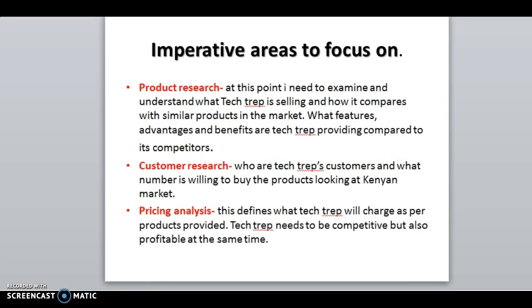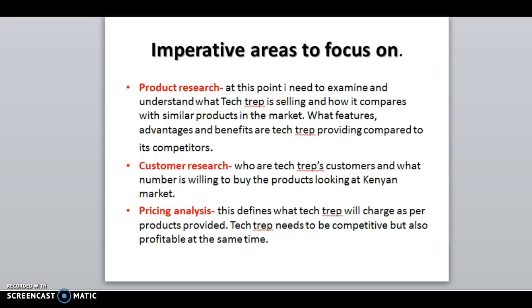There are some prime factors that I intend to focus on while analyzing the market for TechTrip. Some of these factors are product research, customer research, pricing, promotion method, distribution method, government policies, and regulations. I'll begin by explaining product research.